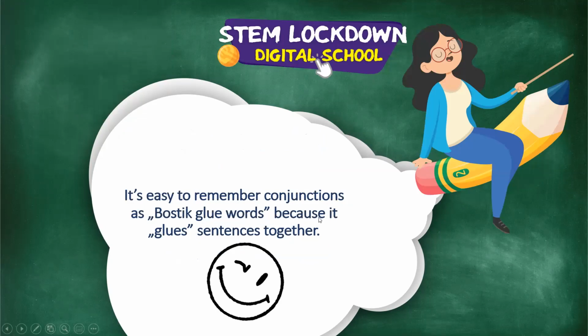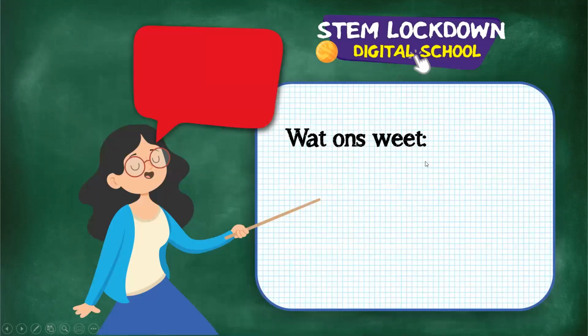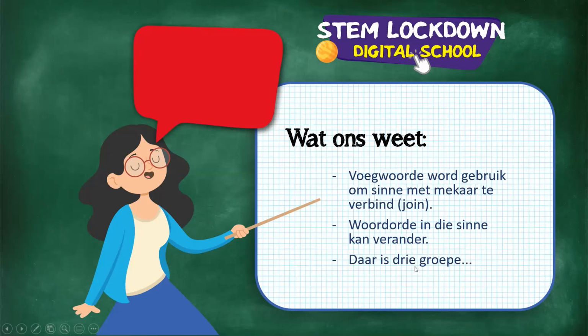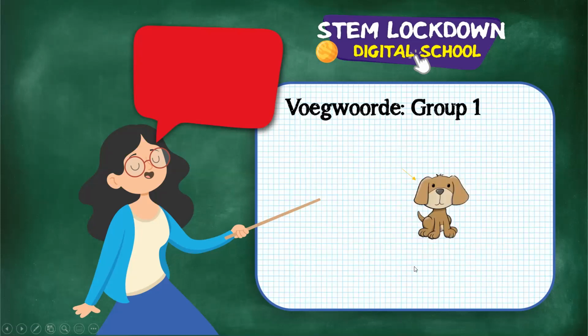Now, there is hundreds and hundreds of voegwoorde in Afrikaans, which I will get to later. Well, not hundreds, I'm exaggerating here, but you'll see now. What do we know about voegwoorde? Dit word gebruik om sinne met mekaar te verbind. It's there to join sentences together. And it also changes the word order in sentences. And then there is 3 groups.